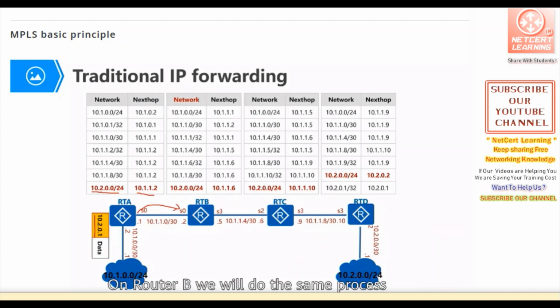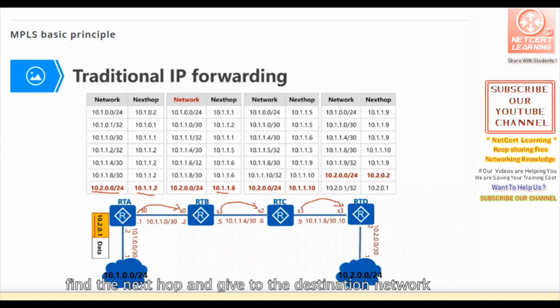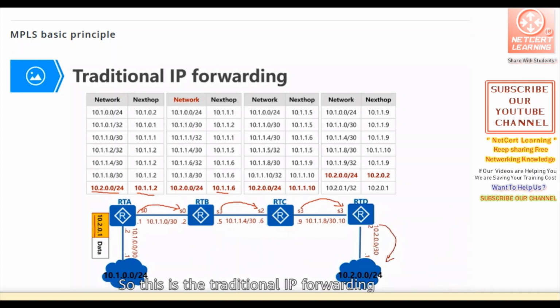On router B, we do the same action: search the IP routing table, find the next hop, and give it to the next hop. Router C also gives it to the next hop. Finally, on router D, we search the IP routing table, find the next hop, and give it to the destination network. So this is traditional IP forwarding.